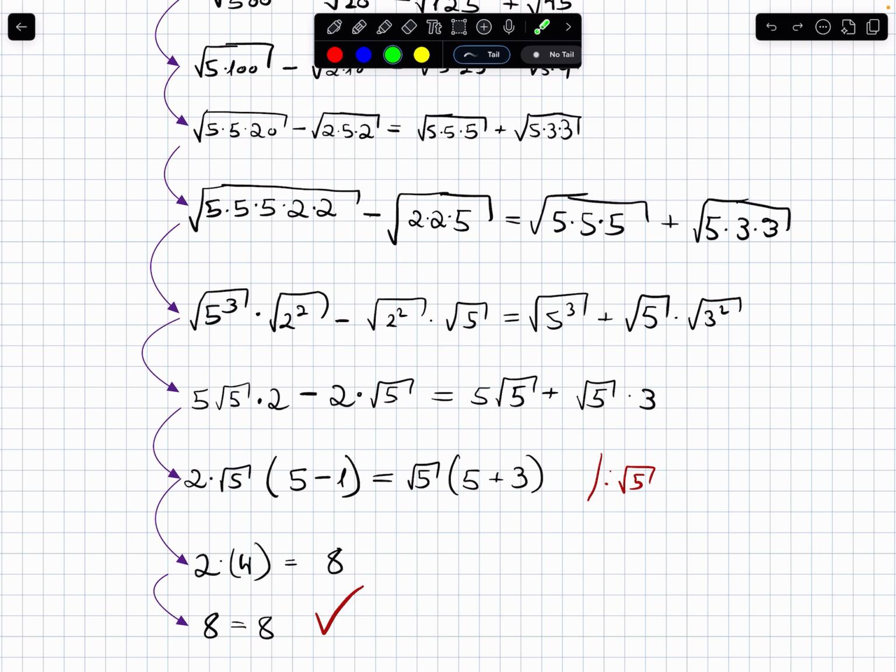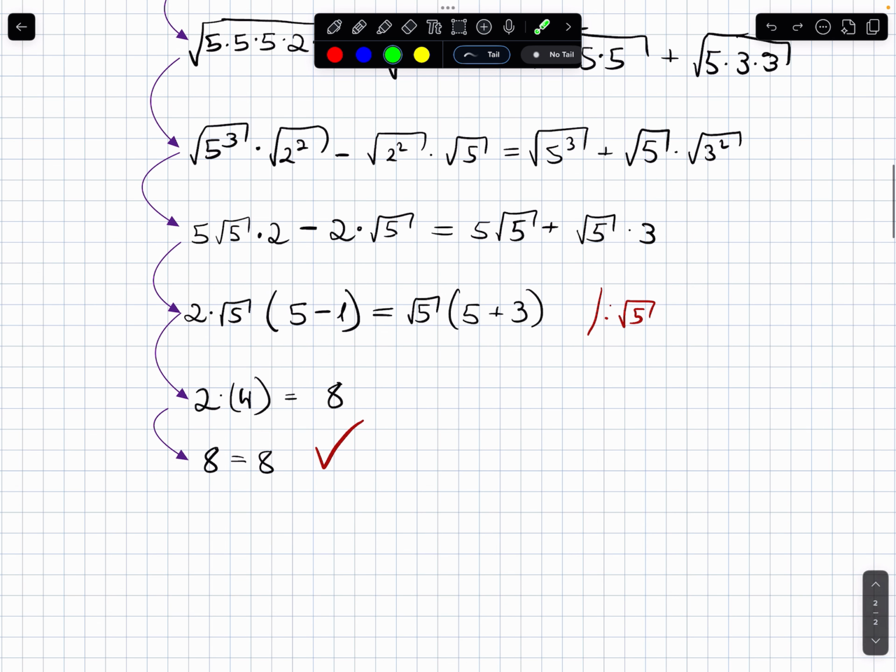And I can see that I have the square root of 5 in both places, so I can just divide it by it, okay? But you don't have to. But anyway, what we will get is 2 times 4, because 5 minus 1 is 4, equal 8, which is true, okay? Because 8 equals 8, and that's it.